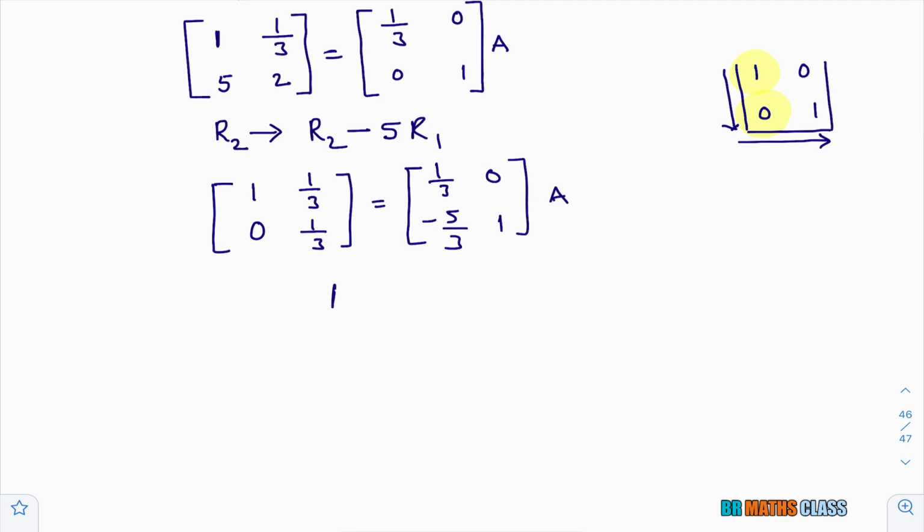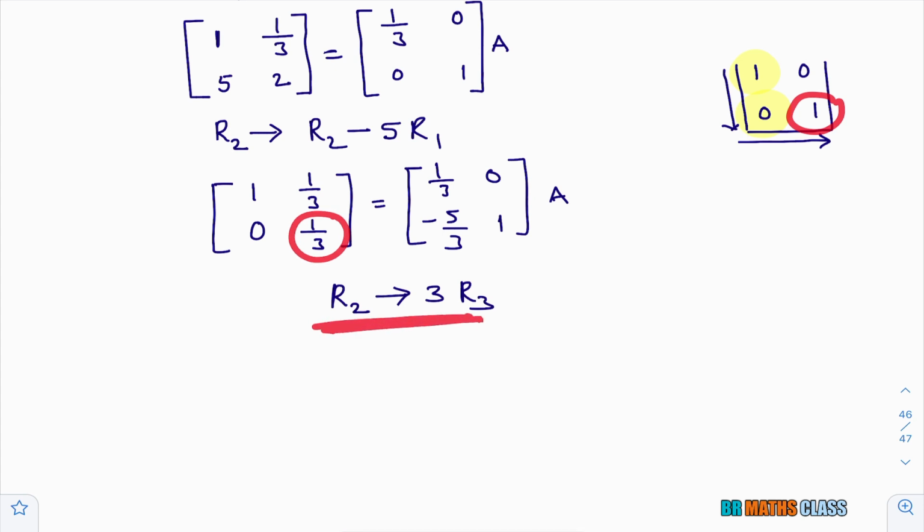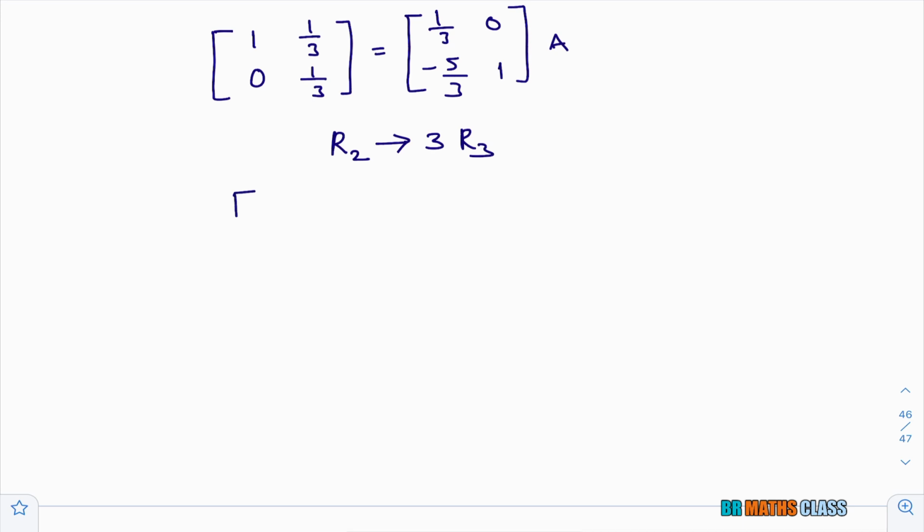So what I'll do here, this is in R2. All the elements of R2, I'll multiply with 3. Why? Because I want 1 at this place. To get 1, I am using this operation. That's it. Now, there is no change in R1. You write R1 as it is: 1 by 3, 0. No change in R1, that's why I wrote R1 as it is.